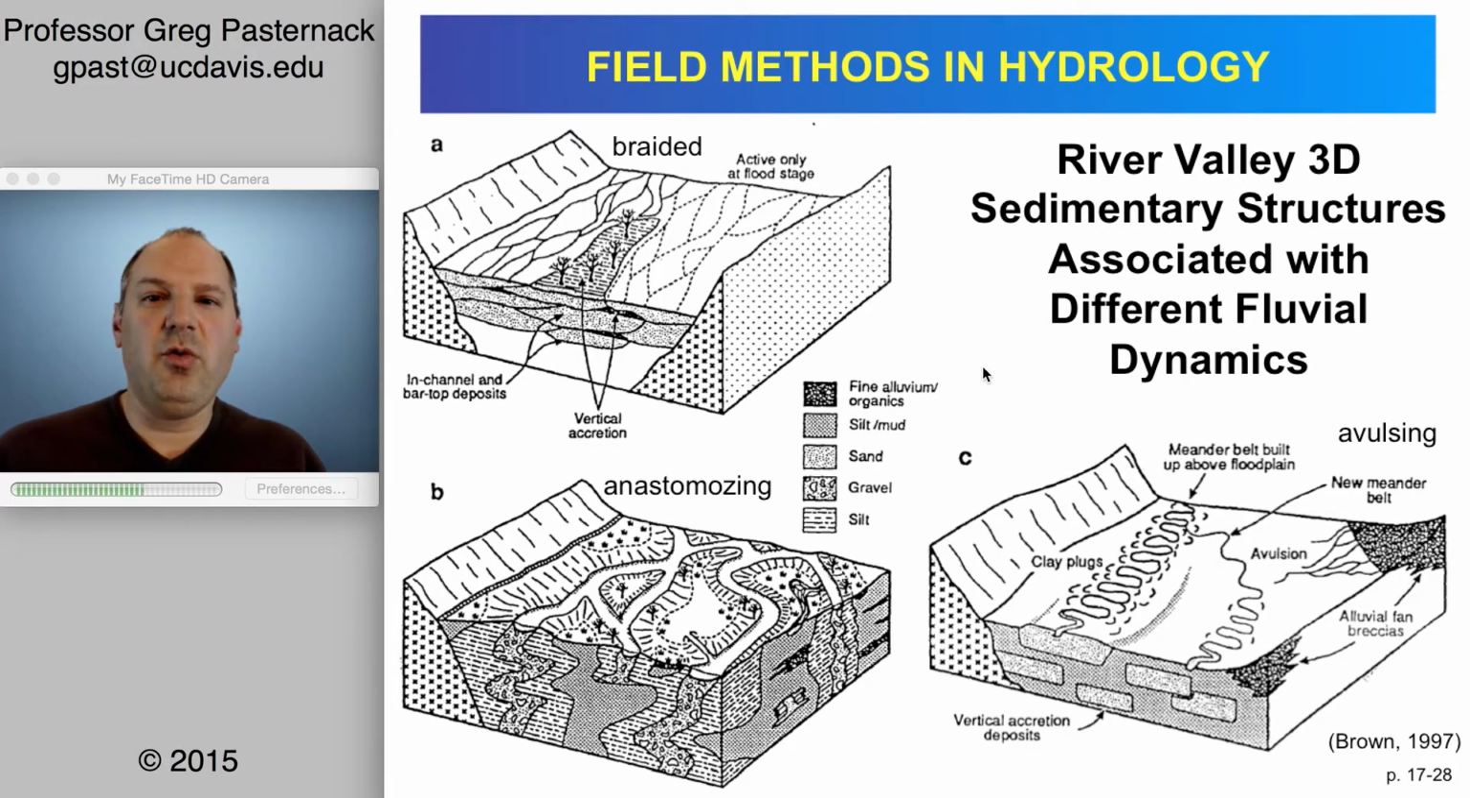So for example, we live in the Central Valley here at UC Davis, and the Central Valley has like 1,000 meters or more of alluvial fill over a very long period of time. Well, that fill, it's not just a pile of sand, right? It's structured based on the history of the rivers flowing through that valley. And rivers can be braided, anastomosing, avulsing, or just simple meandering. And each of these leads to a characteristic three-dimensional structure when you look in cross-section.